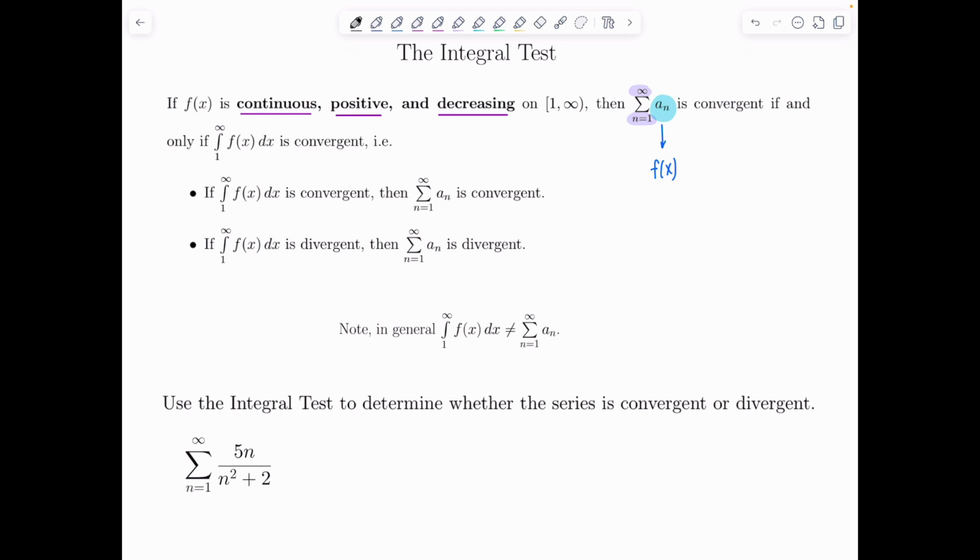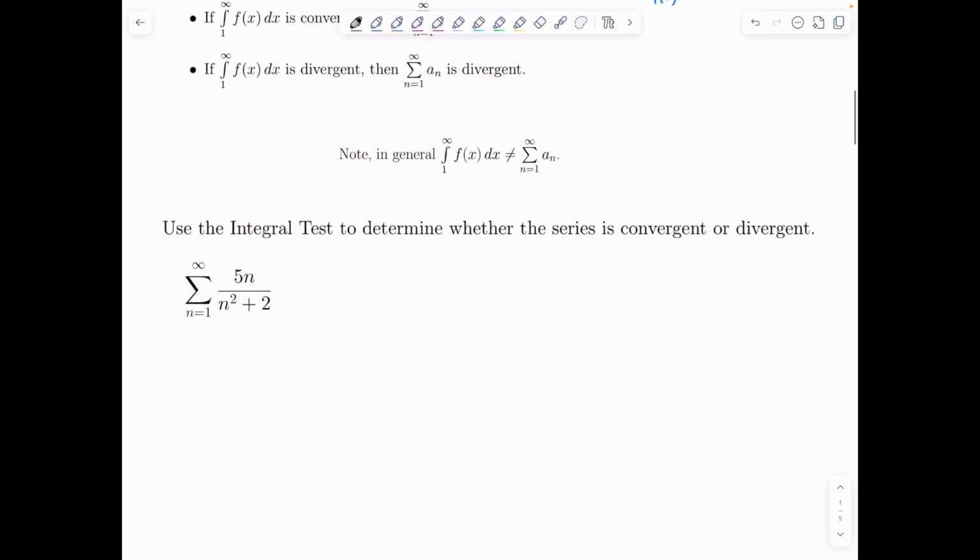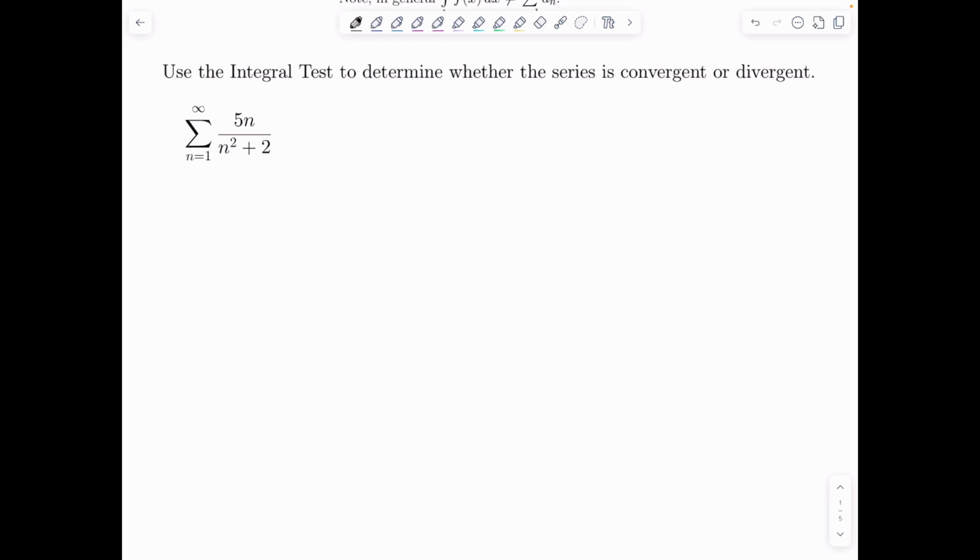So here we go. Use the integral test to determine whether the series is convergent or divergent. So here we have the sum n equals 1 to infinity of 5n over n squared plus 2. So a sub n is equal to 5n over n squared plus 2. And what I need to do is now define a function of x, and you just swap out the n's for x's, okay? So f of x equals 5x over x squared plus 2. Now we have to check that the three criteria are satisfied for the integral test.